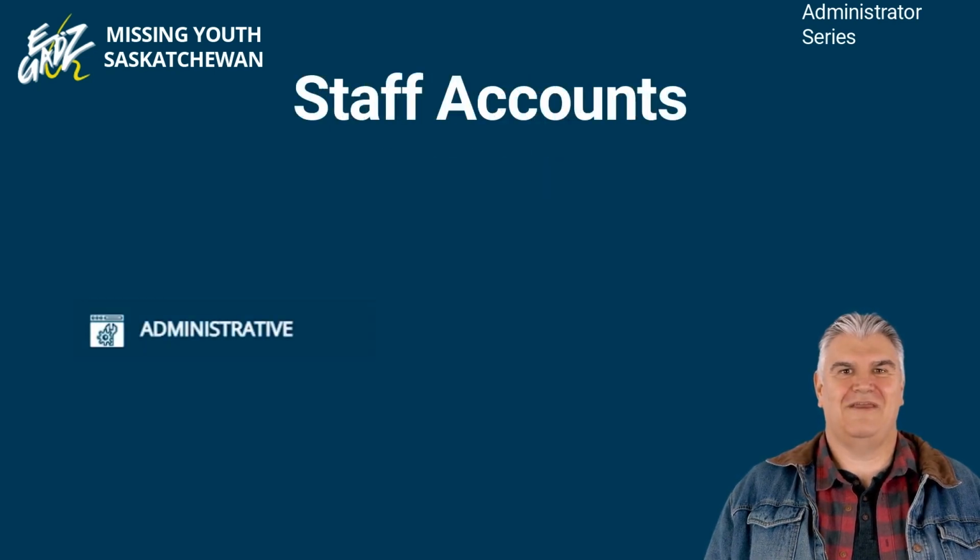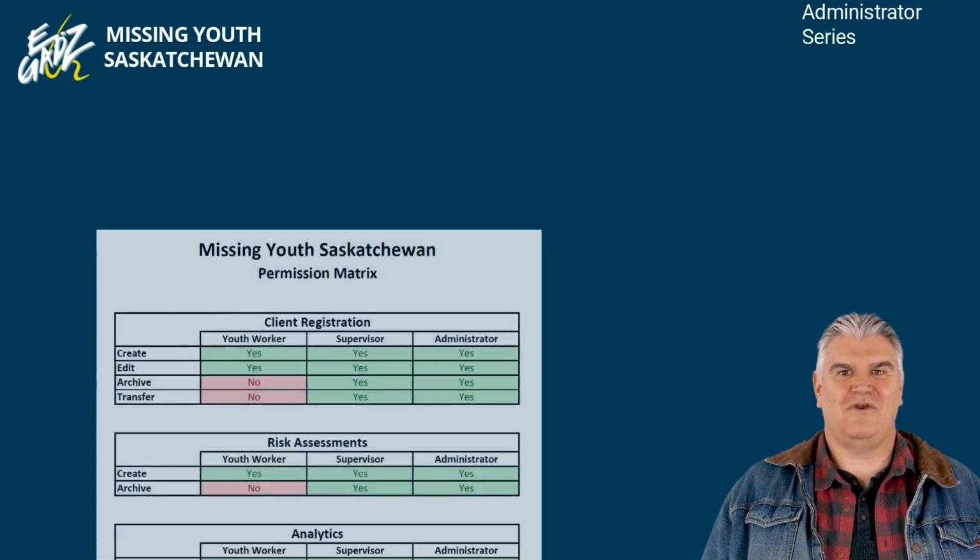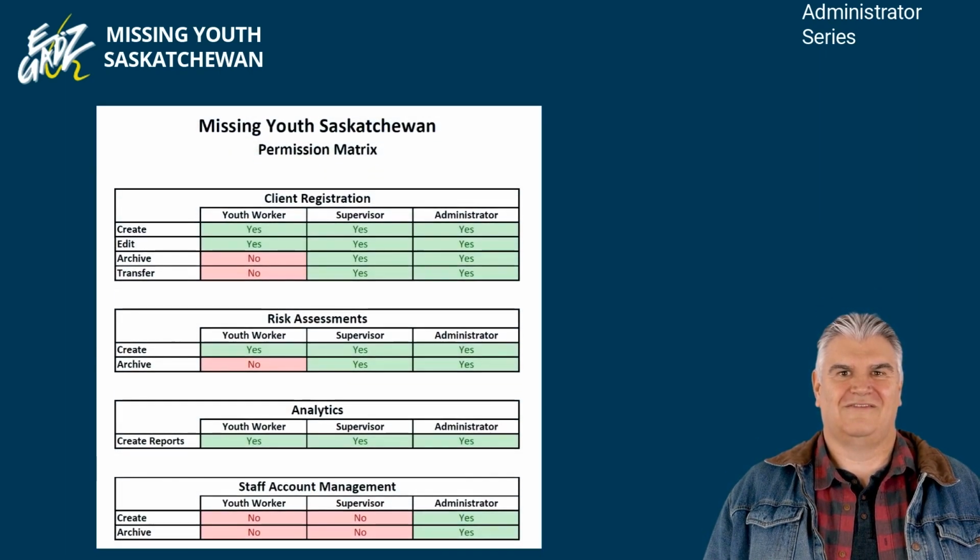As agency administrators, we leave it up to you to manage the staff accounts for your organization. So let me show you how to do just that. Let's get started. This table shows the types of permissions you can assign to staff. Staff are split up into three categories: youth workers, supervisors, and administrators. That's you.